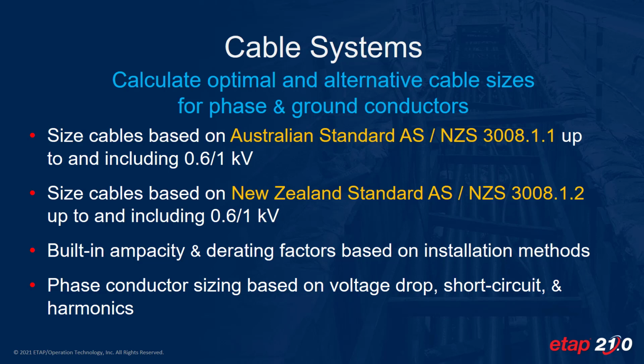This standard, including part 1.1 and part 1.2, applies to several types of installations, including above ground and underground configurations. This can also be used for unarmored single core or multiple core cables with nominal voltage up to and including 1000 volts AC.